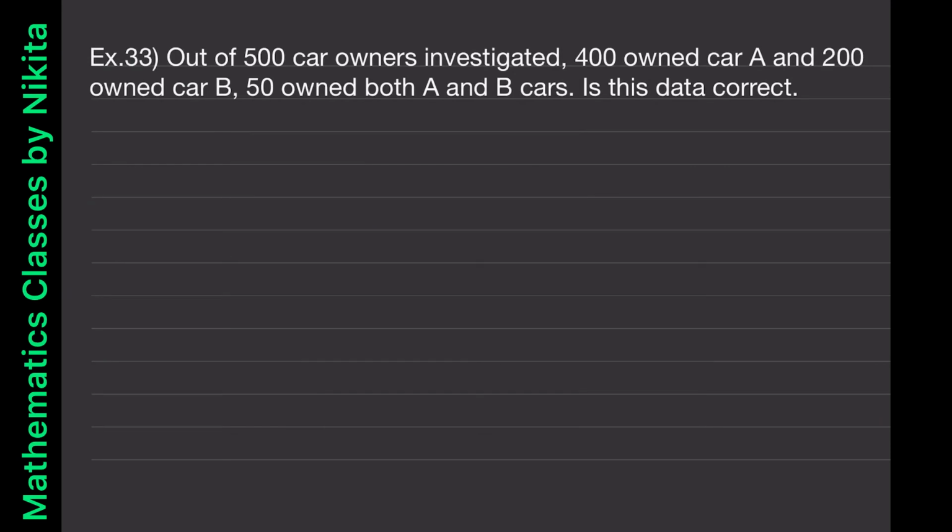Out of 500 car owners investigated, 400 owned car A and 200 owned car B. 50 owned both A and B cars. Is this data correct? Now you have to just verify, is this data correct? Again, let us first of all convert the problem into a mathematical problem. So here we are talking about car owners. Okay, so we have car A and car B. So first of all, let U be the universal set. So let U be the set of car owners investigated.